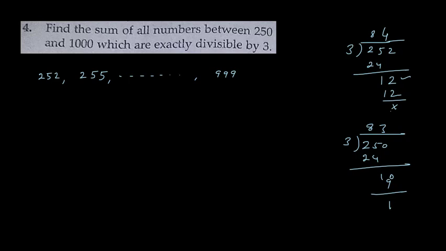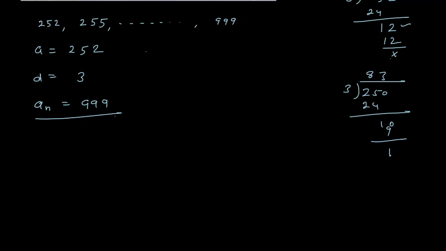So find the sum of terms. Now to get the sum of terms, we should know what is n. We should know what is the first term, what is common difference. So common difference is there, that is fine. So here I will say that a is 252, d is 3 and the last term an is 999. So using the formula an is equal to a plus n minus 1 d, I will find the value of n.